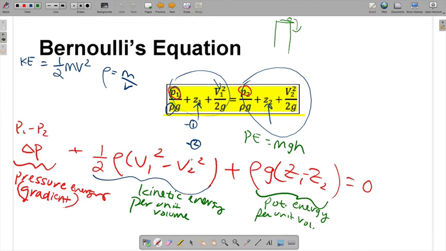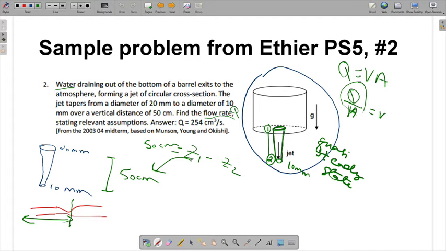So we're assuming you have constant density, right? That's kind of given. Water is not going to change density just because the jet is tapering. So that's kind of common, obvious. Okay, so now that we have that figured out, we're going to figure out how to actually set up the equation for Bernoulli.